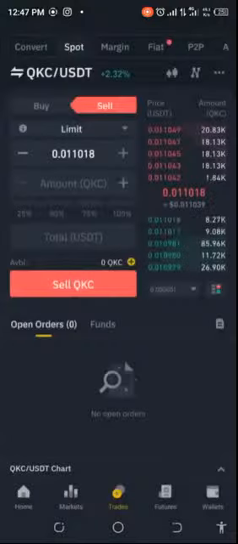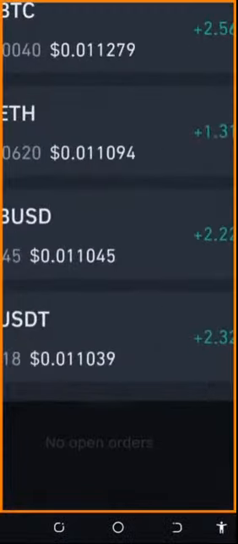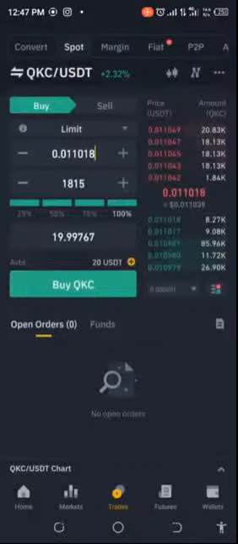But before we go ahead, let's make sure that everything is still intact. So what do we have here? Everything still looks the same, still looks normal. So let's go ahead. We're buying. Let's put in 100%, the same way we put it there. And then let's go ahead and buy.